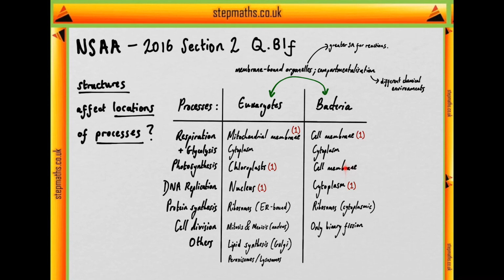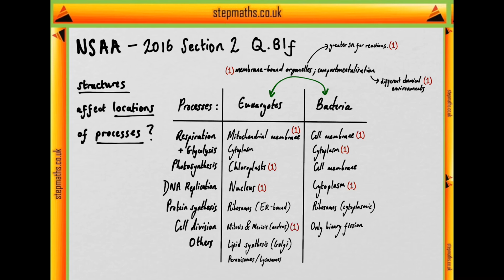DNA replication occurs in the cytoplasm as there's no true nucleus, that's the next mark. Another mark is available for talking about glycolysis, the cytoplasmic component, the anaerobic component of respiration. The next mark is available for identifying that there is a greater surface area for reactions owing to the compartmentalized membrane-bound organelles, which is the next mark. The next mark available is talking about the different microenvironments which are generated by this process of compartmentalization, such as different chemical gradients or the availability of unique proteins.